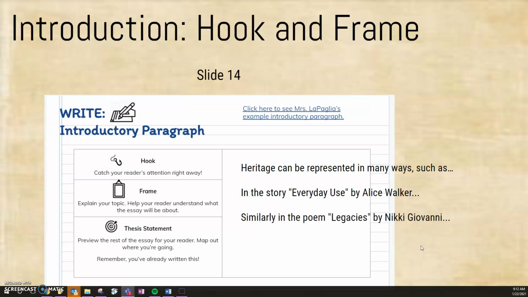Next, you'll need to write your introductory paragraph. Copy down the sentence stems that you see on the screen and finish them, explaining what are some different ways that heritage can be represented, give a brief summary of Everyday Use, and a brief summary of Legacies by Nikki Giovanni. Pause the video here to finish your intro paragraph.